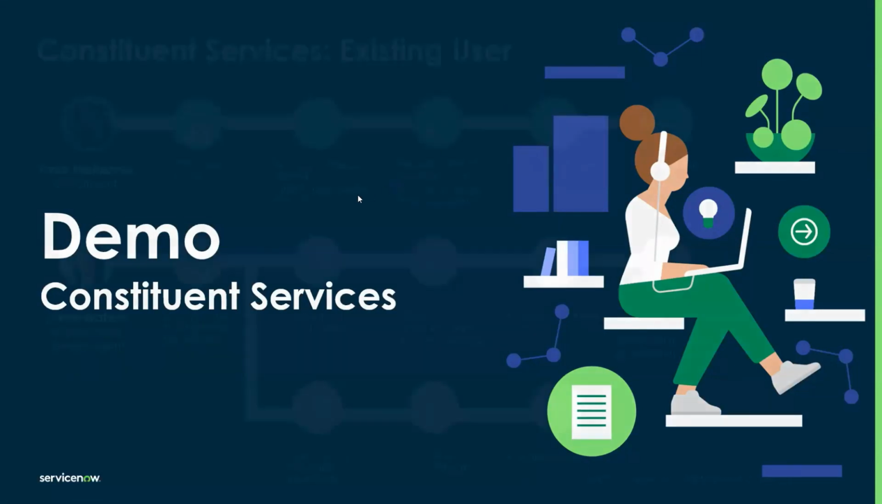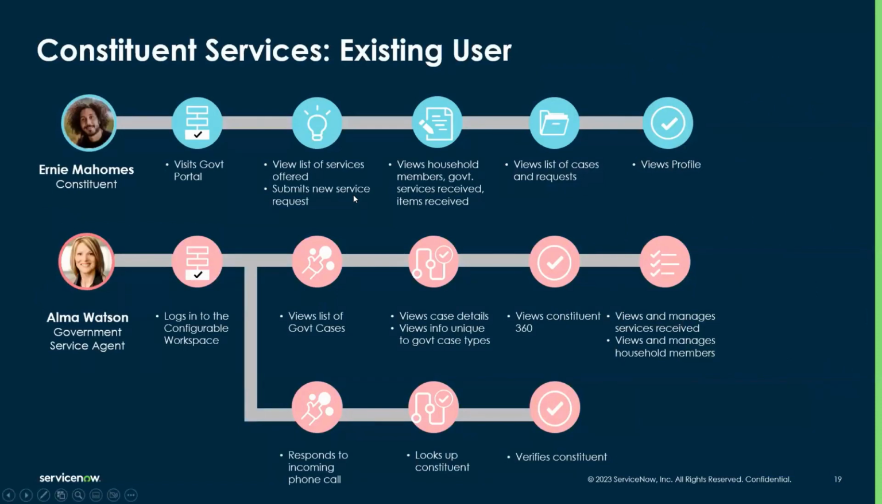So as Kai mentioned, I'm going to walk through a series of constituent-facing functionality for two sets of use cases. The first is going to be for an existing user. We have our constituent here, Ernie Mahomes. I want to demonstrate how Ernie can log into his government agency's portal. He can take a look at a variety of different services. He can also take a look at things like, if he's a member of a household, the members of that household, items received, services received, and any cases that he may have logged with that government service agency over time.